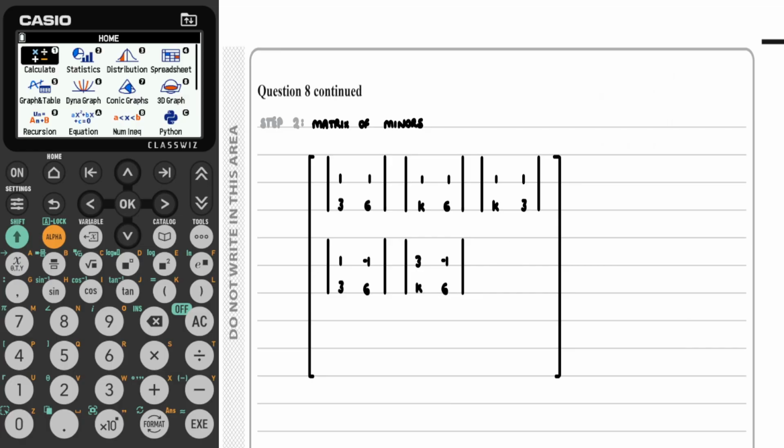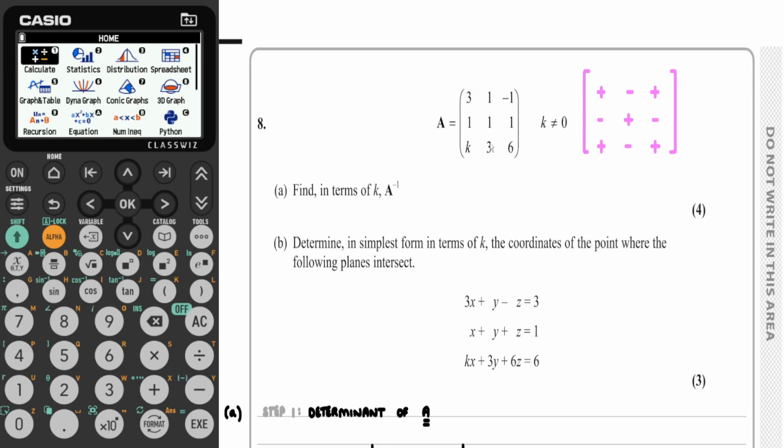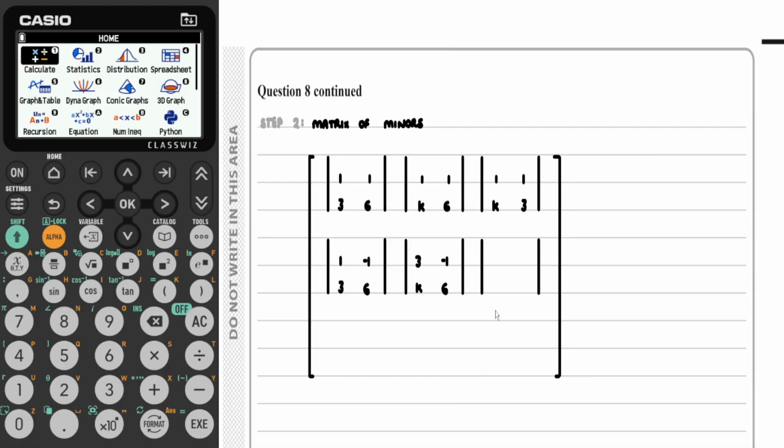For the next element, we cover the second row and the third column and take the determinant of what's left over. So we have the determinant of 3, 1, k, 3.